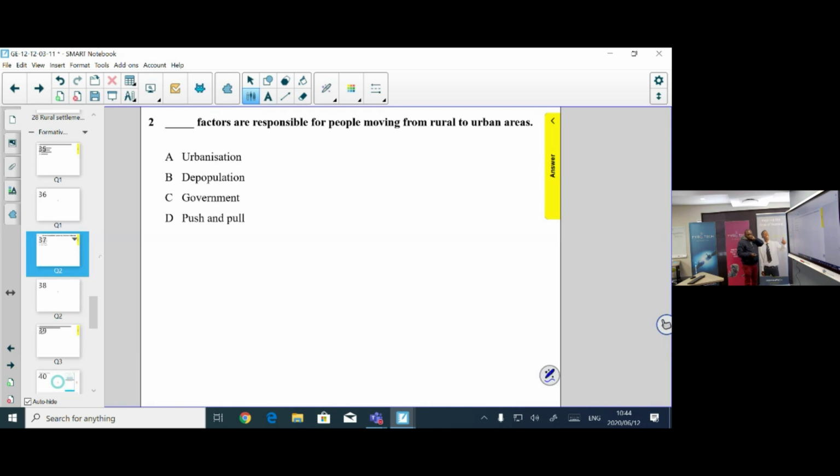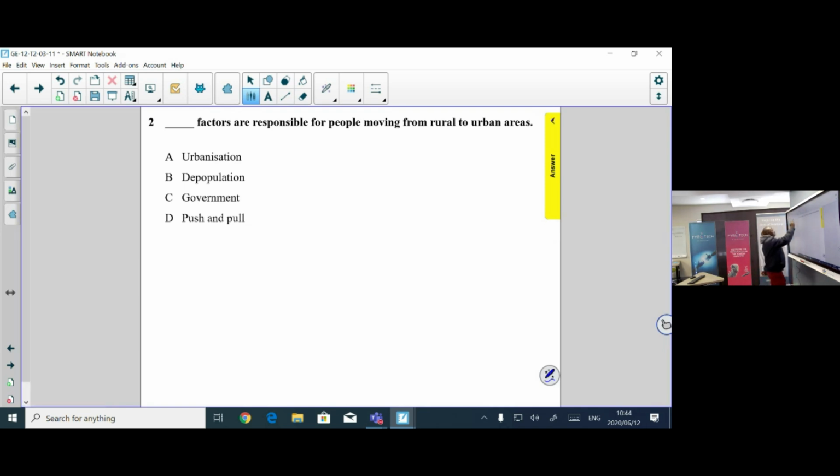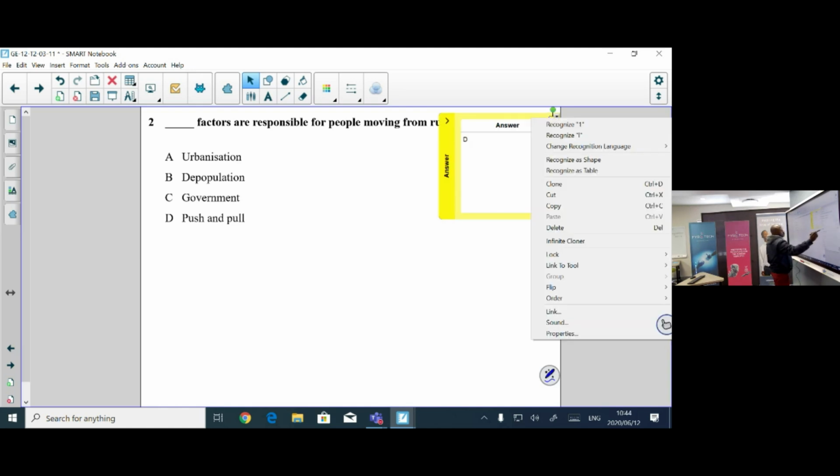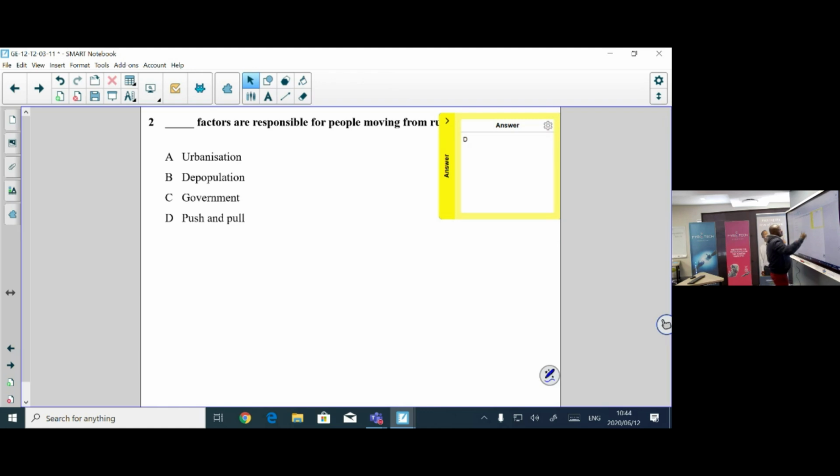I hope you have already given yourselves the answers that you think are okay. Now let's check if you have the right answer. Let's open here. This is the answer here. The answer is D, which is push and pull factors. These are the factors that are responsible for people moving from rural areas.